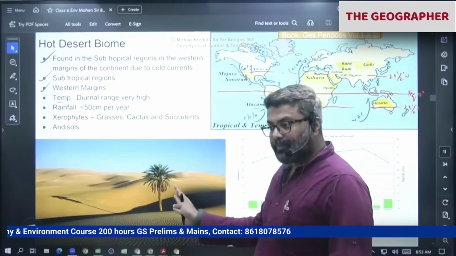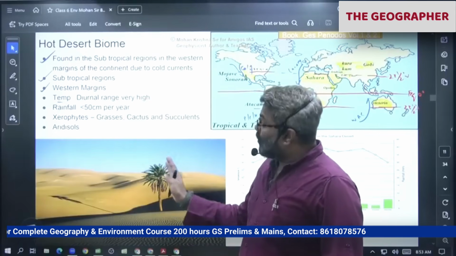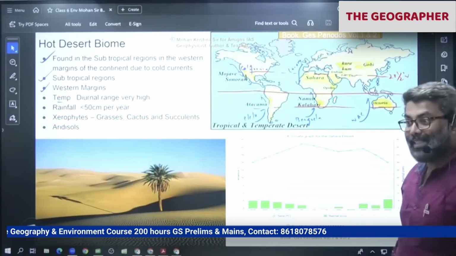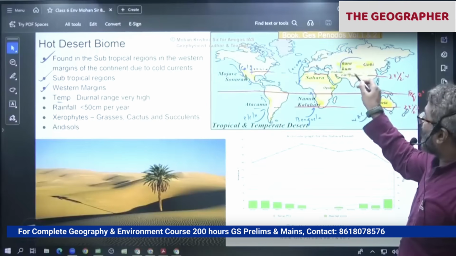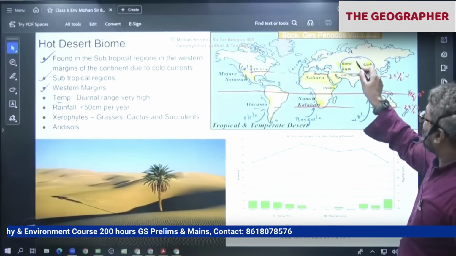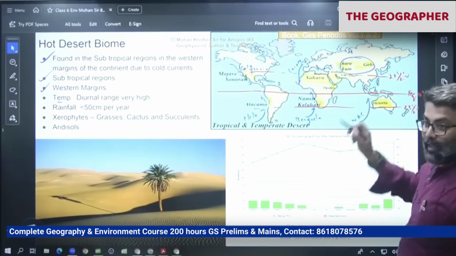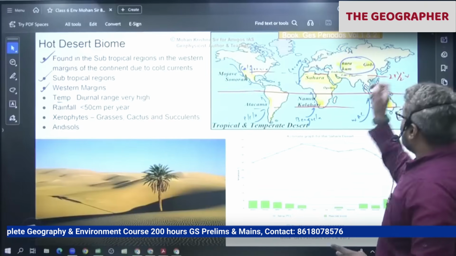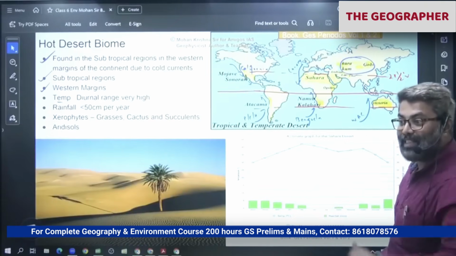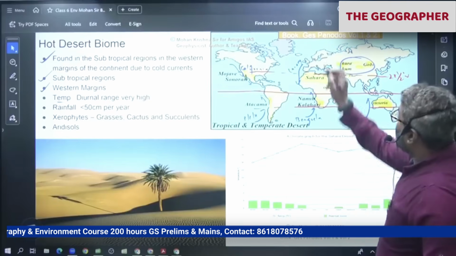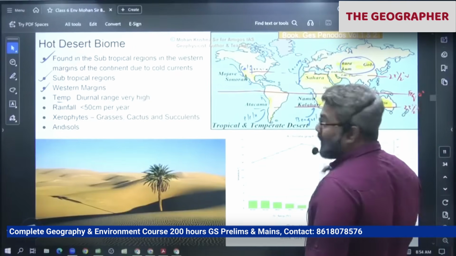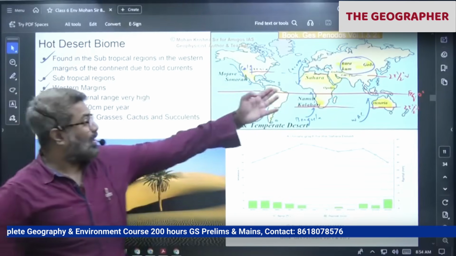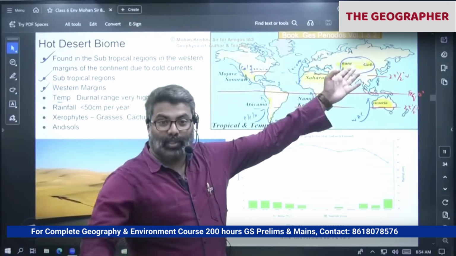You were asking something? No, hot desert includes only hot. Gobi is a temperate desert. Why is Gobi a desert? That is a question here. Gobi is a desert because it is very far from the water body. It is continental, very far from the coast. One plus, by the time winds come here, they will be dry winds. So they are not called cold desert. Cold desert is this: Greenland, Antarctica, Alps, Himalayas. Gobi is called a temperate desert because it is in a temperate region.